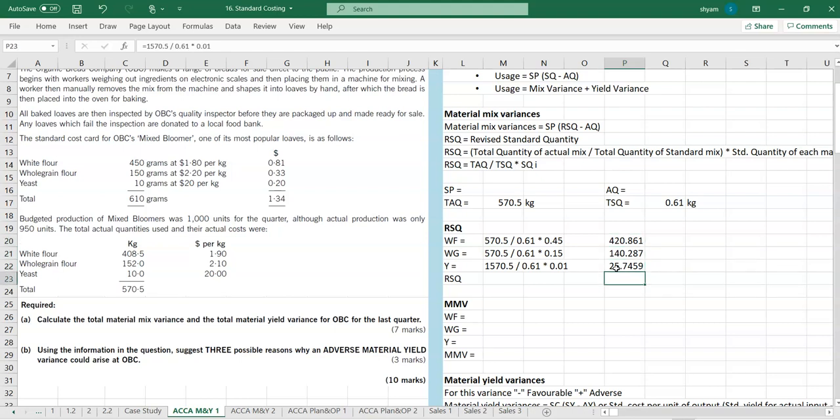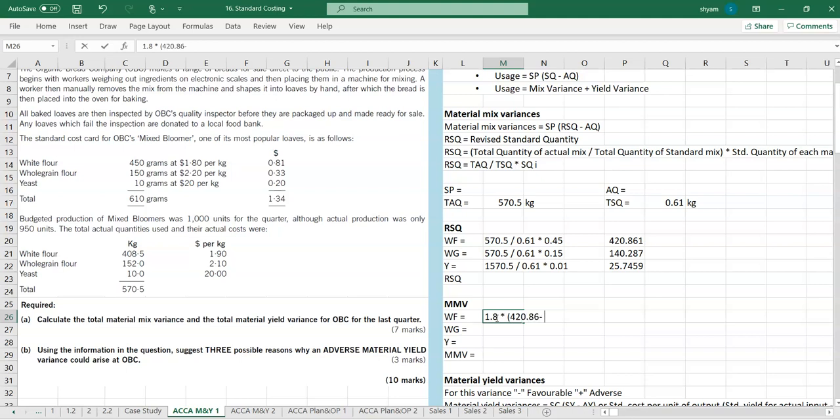So we got the answer here. So what about the metal mix variance? Okay, so we'll start from white flour. So white flour is, what's the formula? See, SP, standard price. So standard price is 1.8 per kg into RSQ minus AQ.